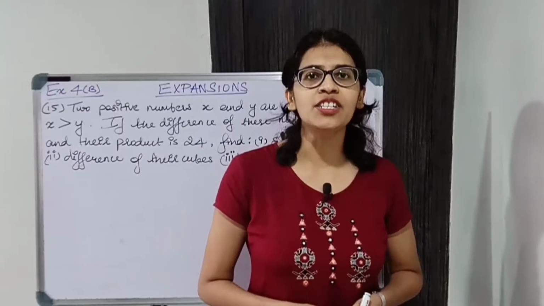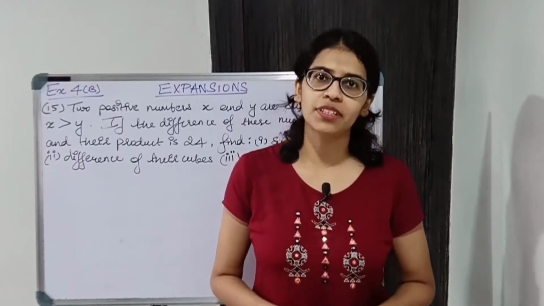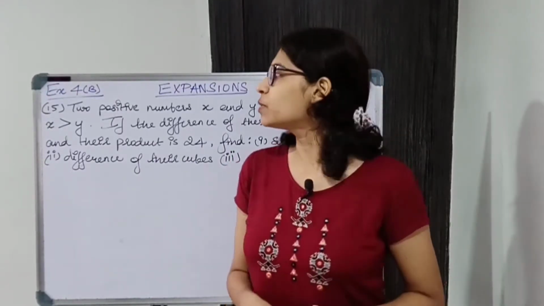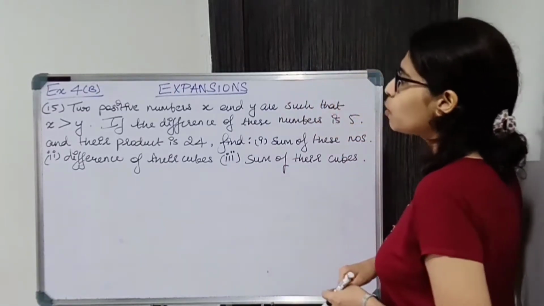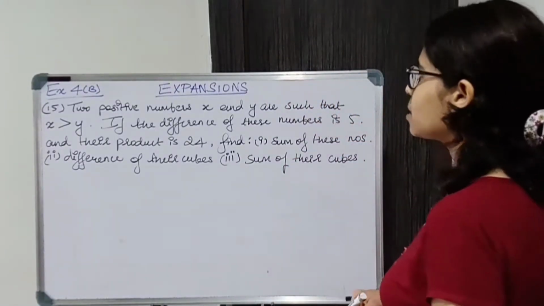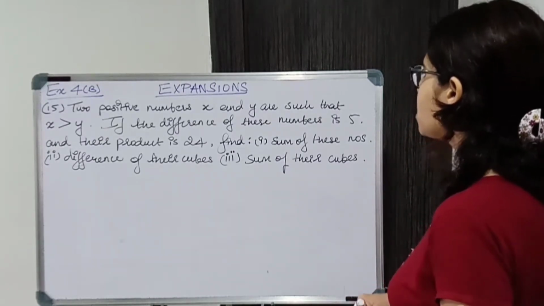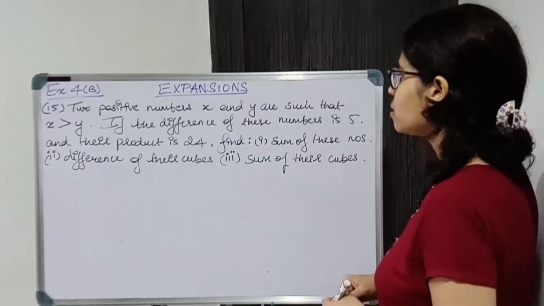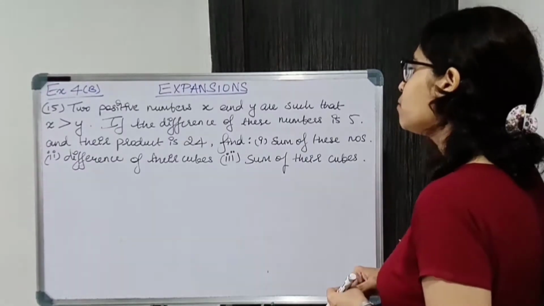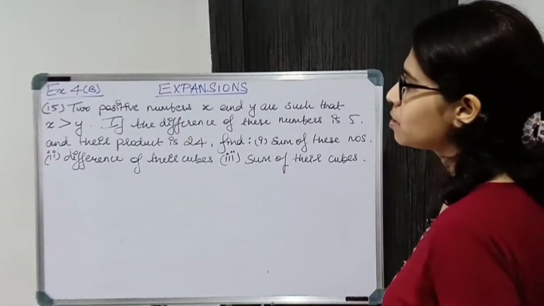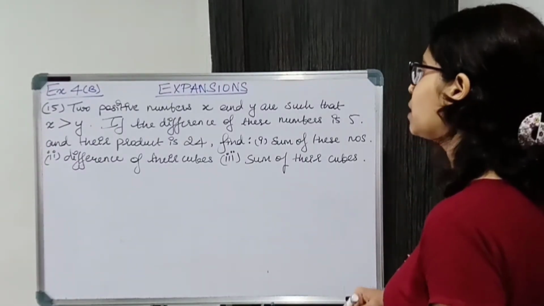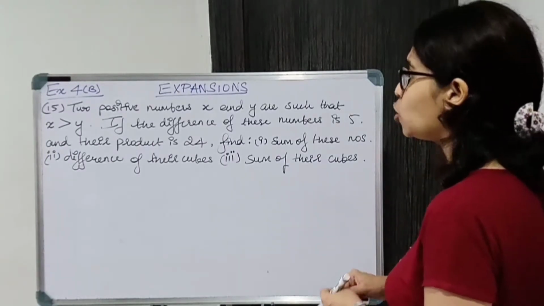In this video, we'll continue with exercise 4B from chapter expansions. So starting with question number 15, two positive numbers x and y are such that x is greater than y if the difference of these numbers is 5 and their product is 24. Find first part sum of these numbers, second part difference of their cubes, and third part sum of their cubes.